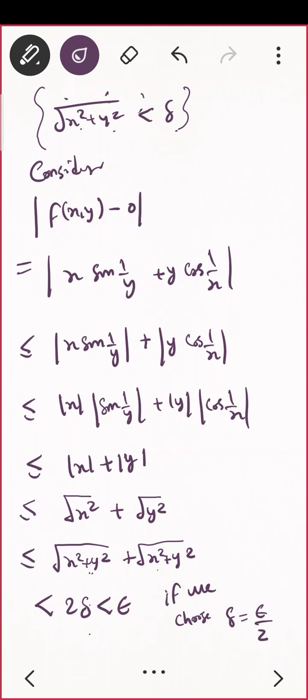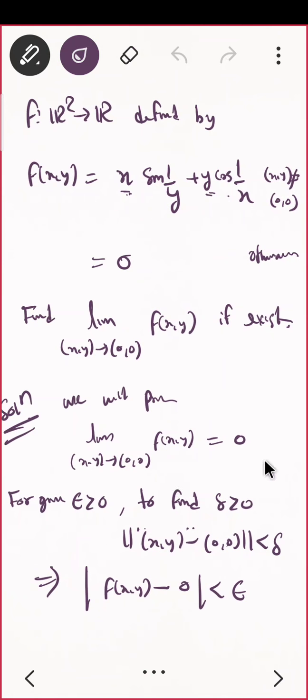Correct? So are we done now? This is what I wanted, no? I just wanted a delta. I was given an epsilon, and I just wanted a delta such that this is satisfied. So I have a delta which depends on epsilon. So this limit exists. This limit is 0. So we have proved this. Is the proof clear to you?